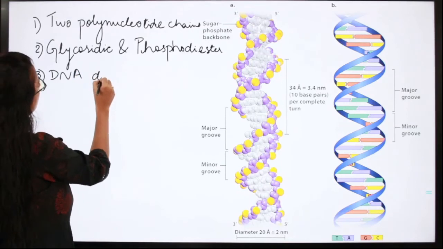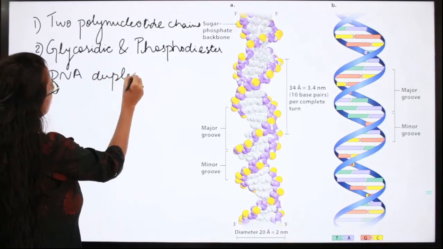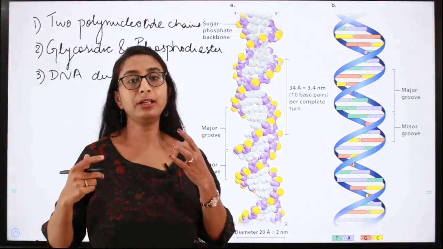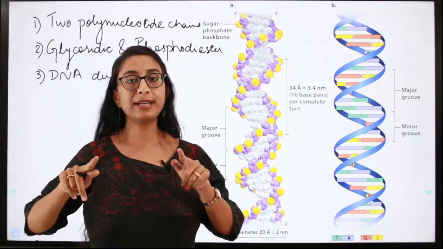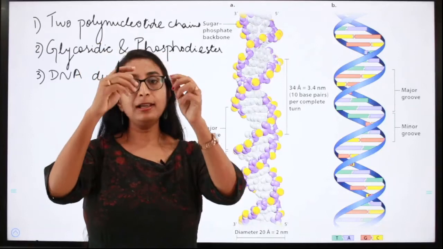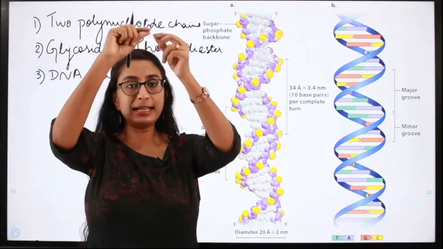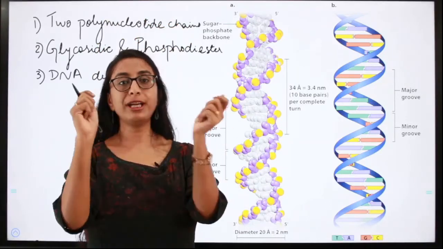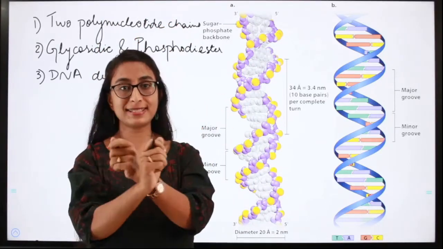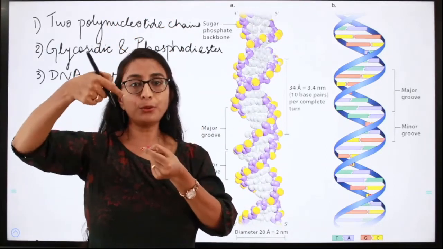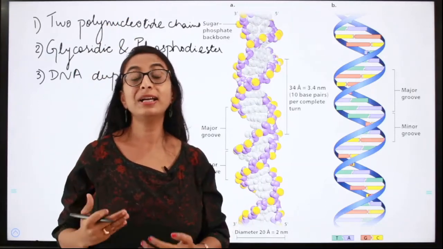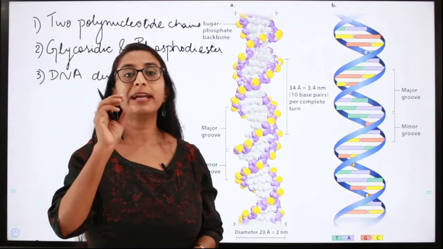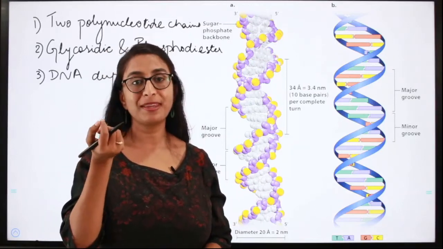DNA is a duplex. So if you need to picturize how exactly the DNA will look like, just take two threads, tie a knot at one end and fix that to a surface or somewhere, and then hold the other two strands and rotate it in a right-handed fashion like this. So the resultant, whatever you get, that is exactly how a DNA looks like. Okay, DNA is rotated in a right-handed fashion.